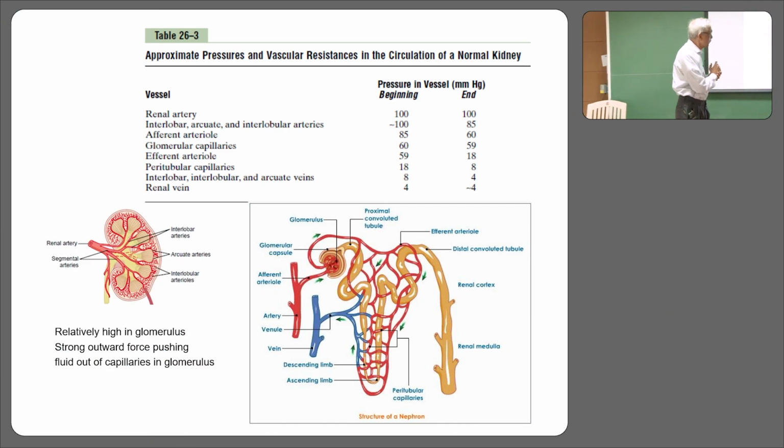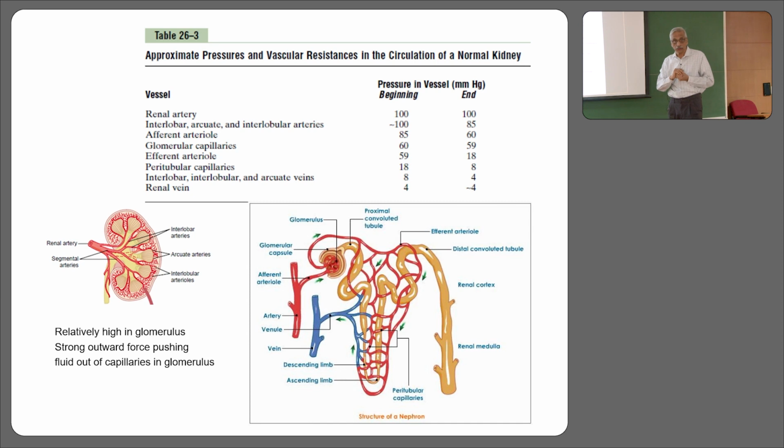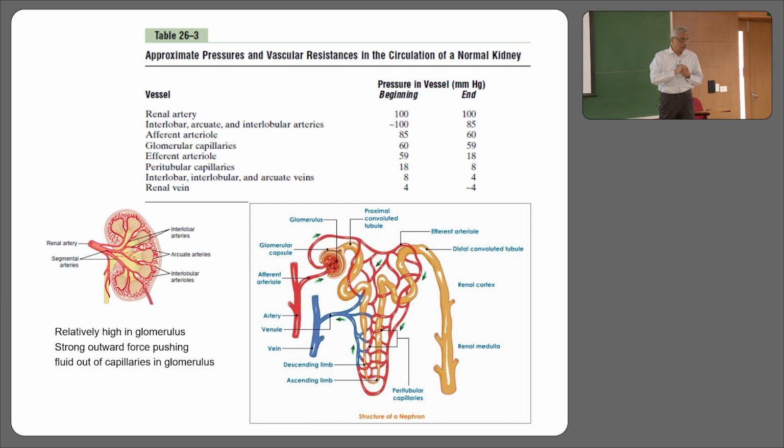We have done this, but let's do it again. We are again talking about the different pressures at different levels. I am doing this for the third time. It is so important. What are we doing? Pressures. Where? At different levels, at different stages as the blood flows.